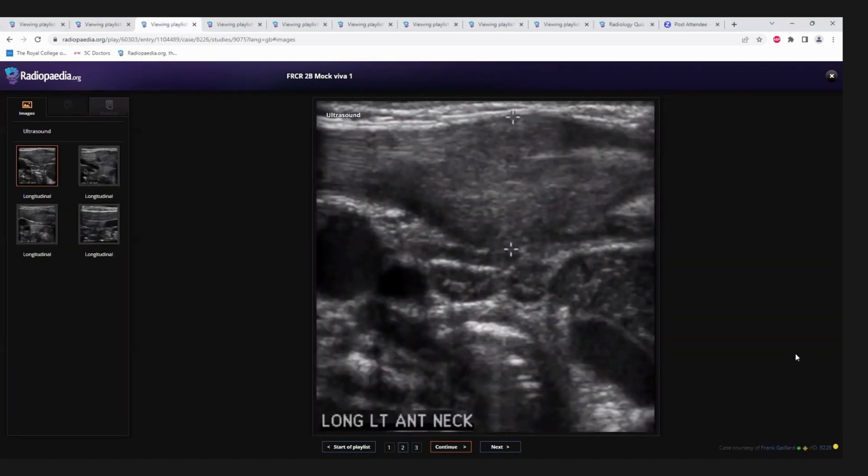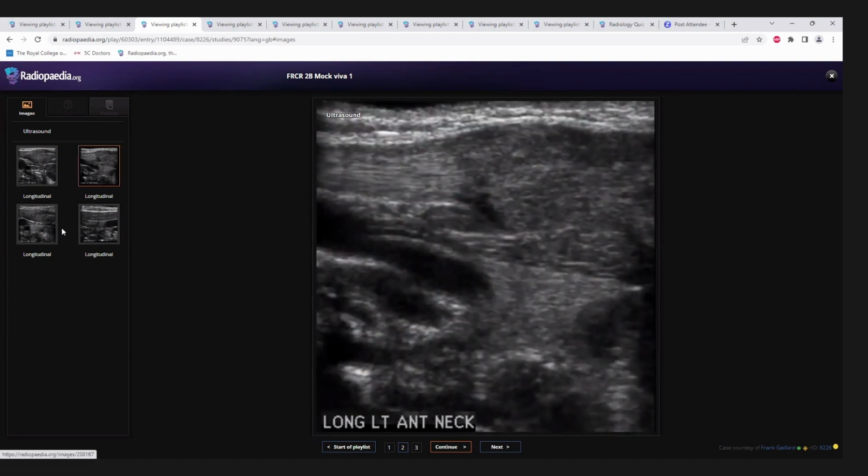Okay, this is an ultrasound along the lateral anterior neck. I can see a subcutaneous oval-shaped mass, which is wider than taller. It's isoechoic with well-defined borders, no calcification, no cystic degeneration. It seems to be superficial to the carotid artery and internal jugular vein. I'd like to see the remaining pictures and also know the history of the patient.